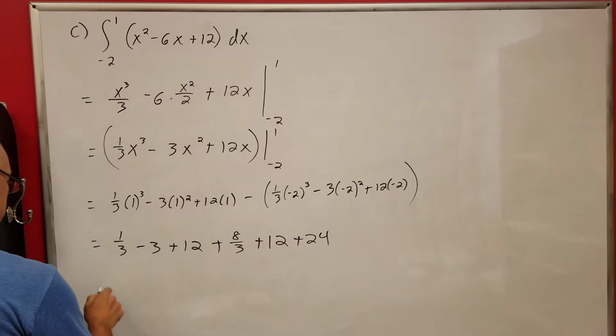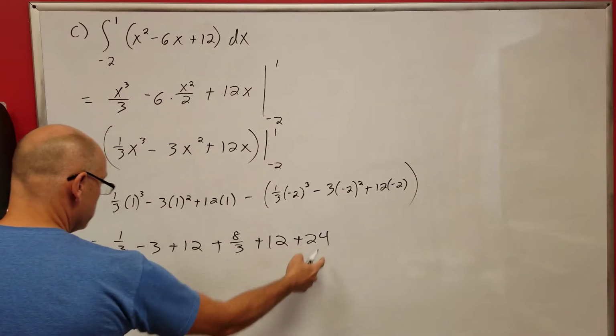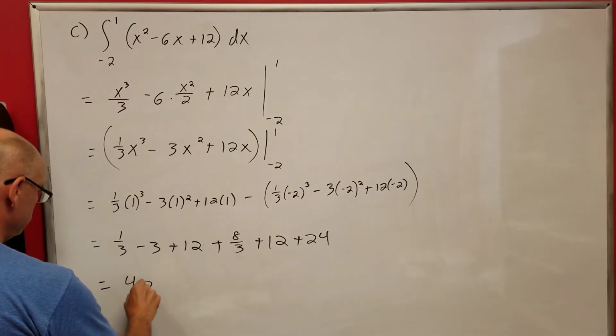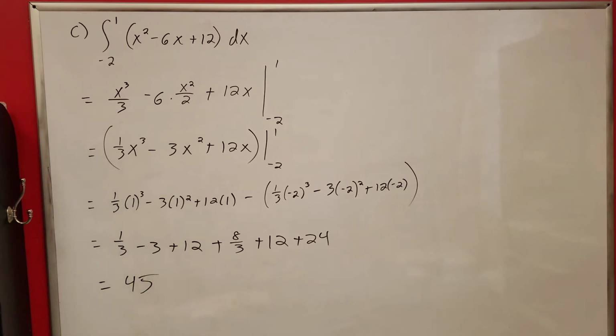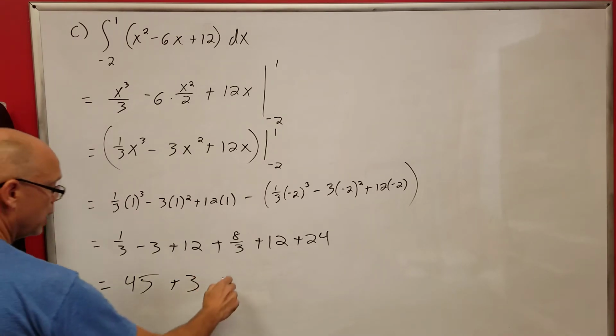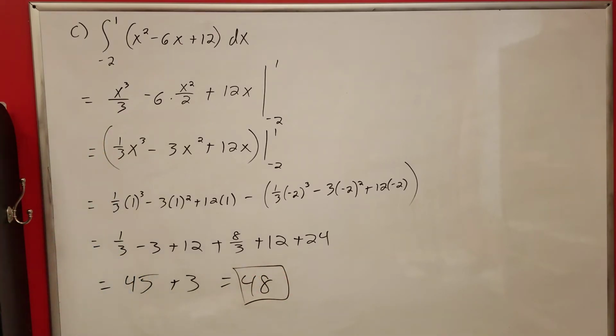Let's see. What's 12 and 12? 24. 24 plus 24 is 48. 48 minus 3 is what? Yes, you guessed it, 45. What's 1/3 plus 8/3? That's 9/3, right? The 9/3 is what? 3. What's 45 plus 3? 48. All right, let's look at D.